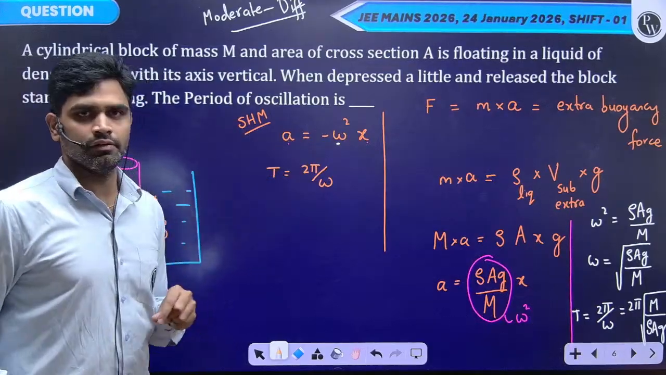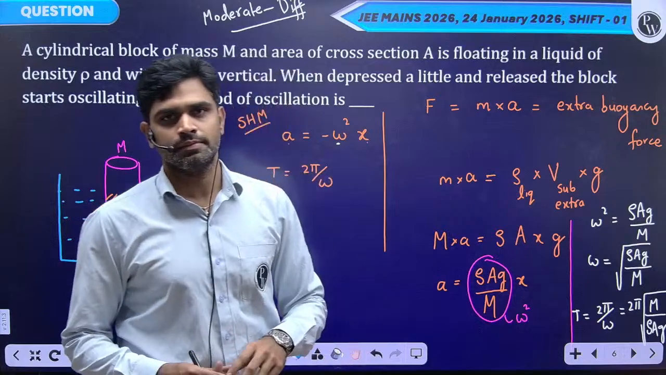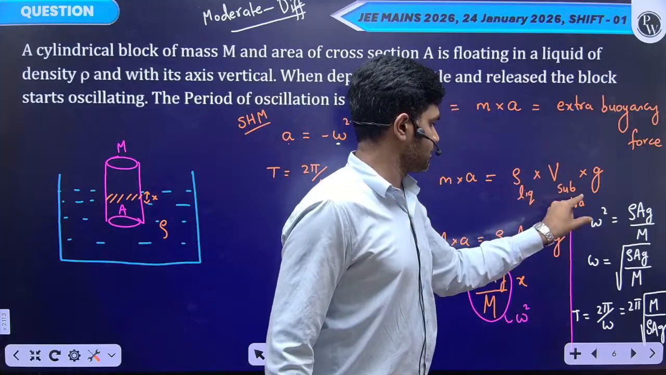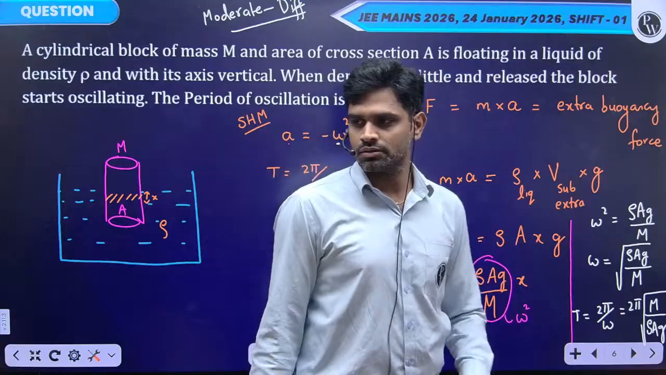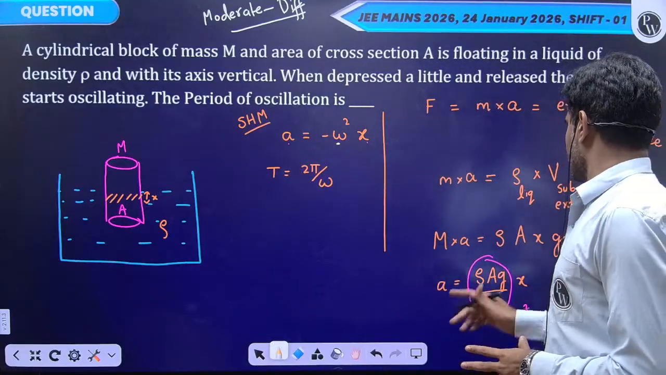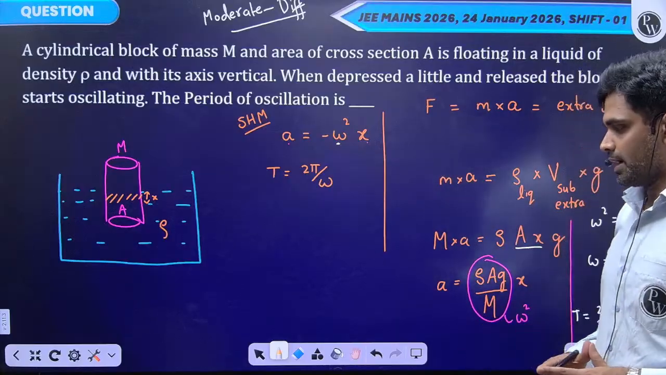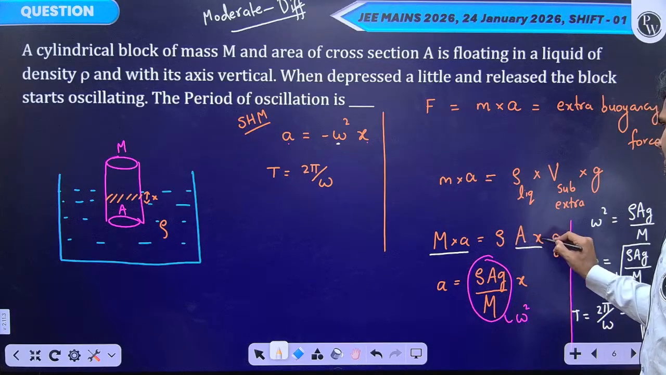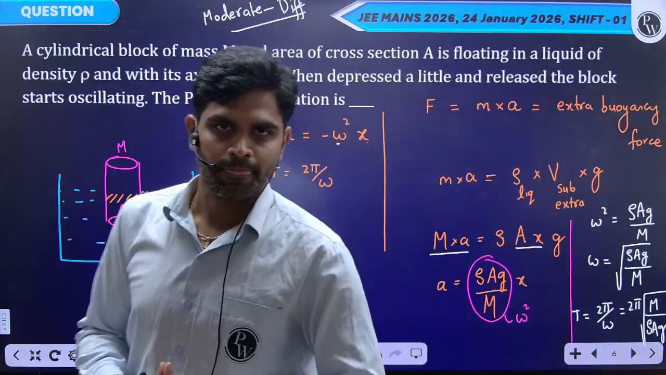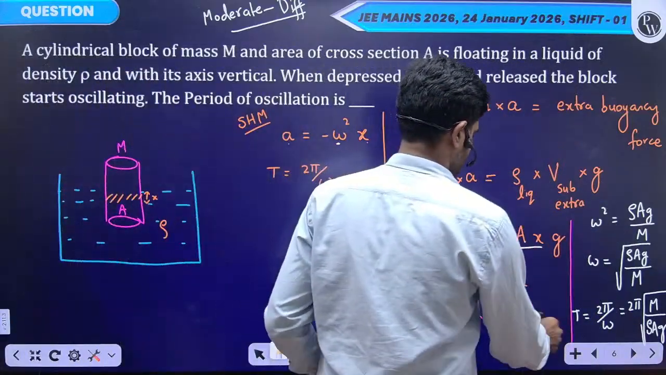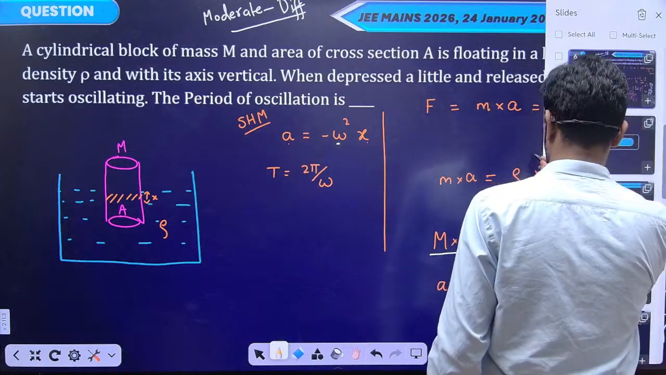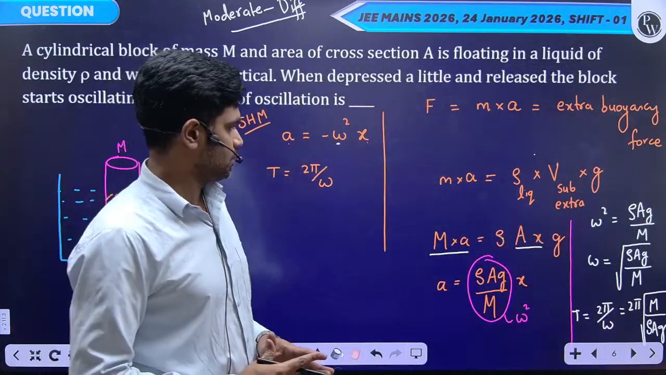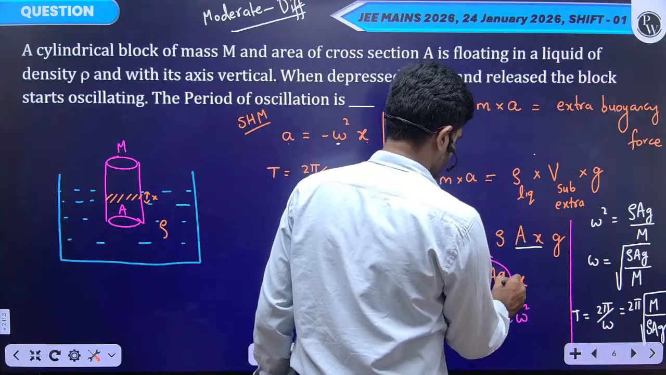To get acceleration, we have to find the extra force that comes. If you push it, extra volume is submerged, that is A x, and we get an extra buoyancy force. So mass into acceleration is the extra buoyancy force, which is rho into A x into g. We get acceleration as a function of displacement from the mean position, rho A g by M, and you can compare these two equations.